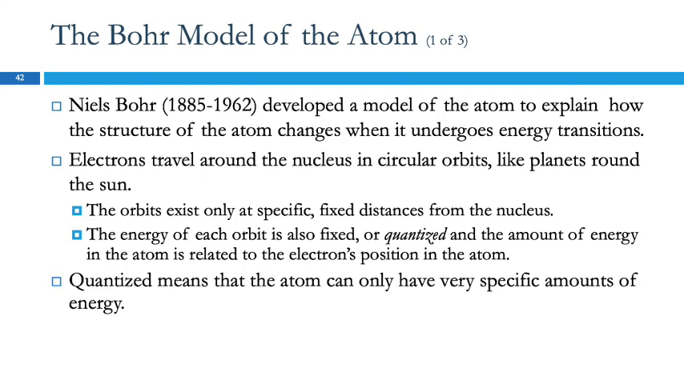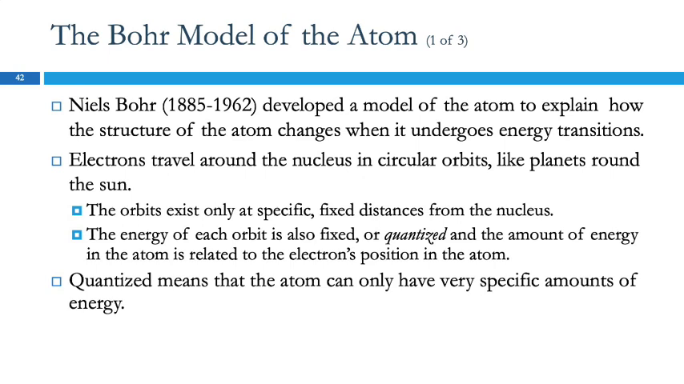undergoes energy transitions. So in Bohr's model, the electrons are traveling around the nucleus in circular orbits, much like the planets orbit around the sun, right? So you've got the sun, think of the solar system, you learned about this in school, there's the sun in the middle, and then there's the planets, and they're going around in their orbits, right? So this was a lot like Bohr's model. The nucleus was the sun, and the electrons are the planets.